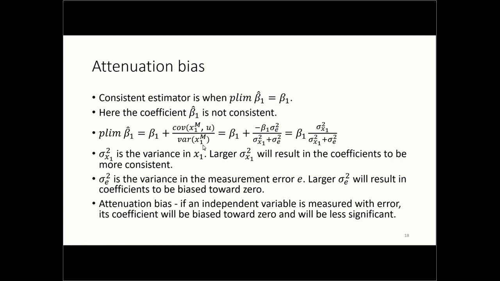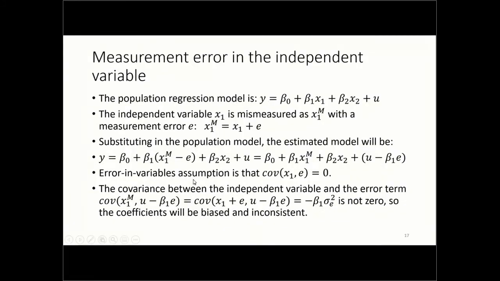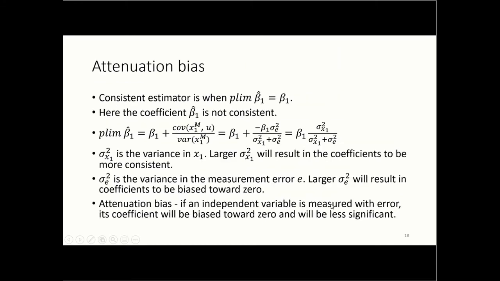And so one thing that we would find is from the previous slide right here. That was the expression that we were looking for. After substituting for the expression, we would have this expression divided by the variance of x1m. So that's x1 plus e, which will be the variance of x1 plus the variance of e. And if we put everything under a common denominator, we would have beta 1 times the variance of the independent variable over the sum of the variance of the independent variable and the variance of the measurement error.